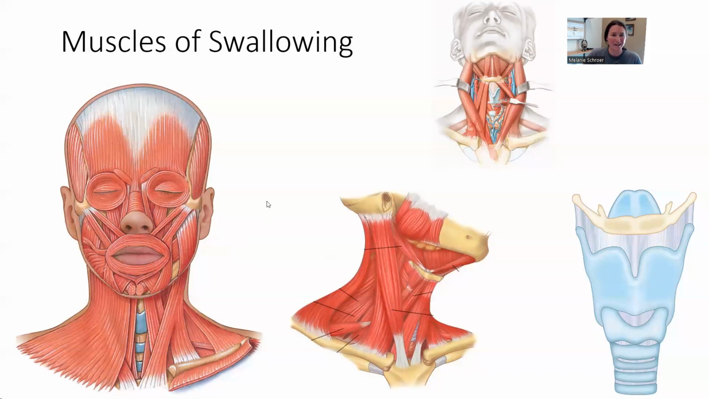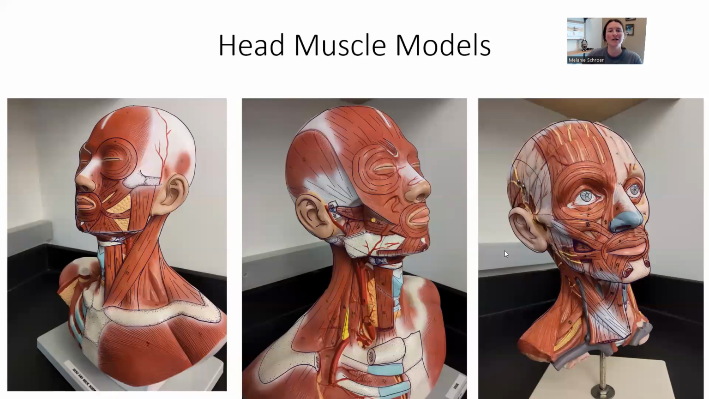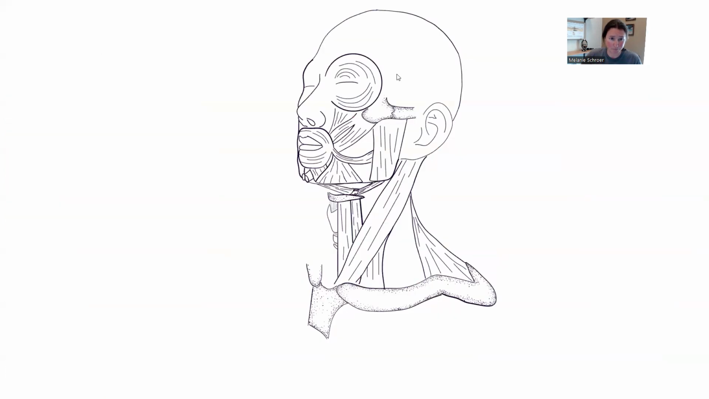Moving on. We have 3 head muscle models in the lab, and so I just wanted to quickly walk you through some of the muscles on these models. As you can see, I have outlined the models so that we can label just the outlines, but then you can actually see where they fit in on the models themselves. So I've highlighted the different models. Okay. So let's take a look here.